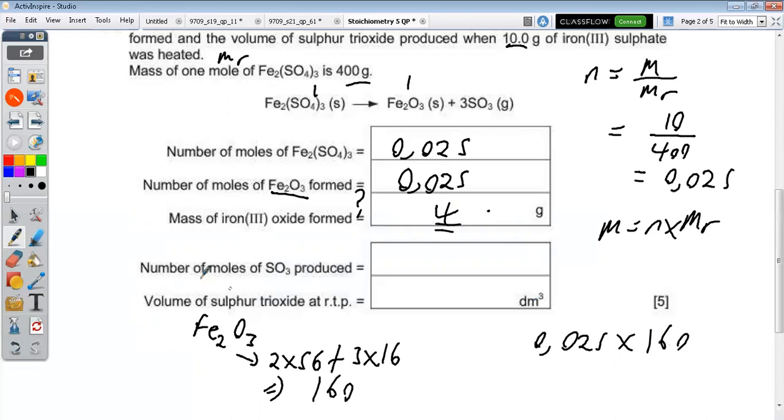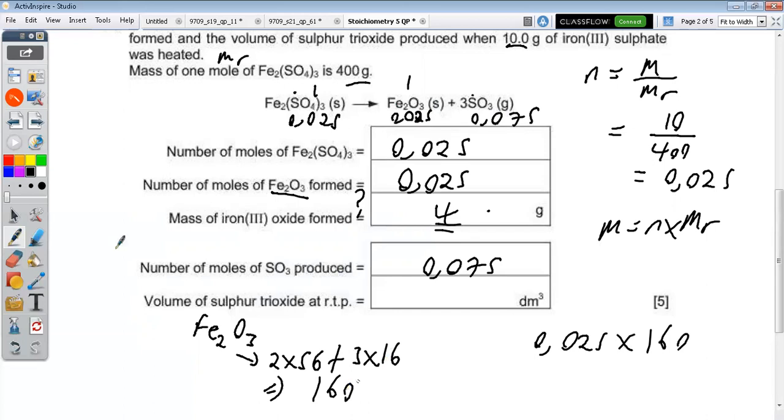Now, number of moles of sulfur trioxide, isn't this 1:3? We said 0.025. So this is times 3, 1:3. Multiplied by 3 here, you should get 0.075. That making sense? We simply multiply by 3, 1:3. Happy?